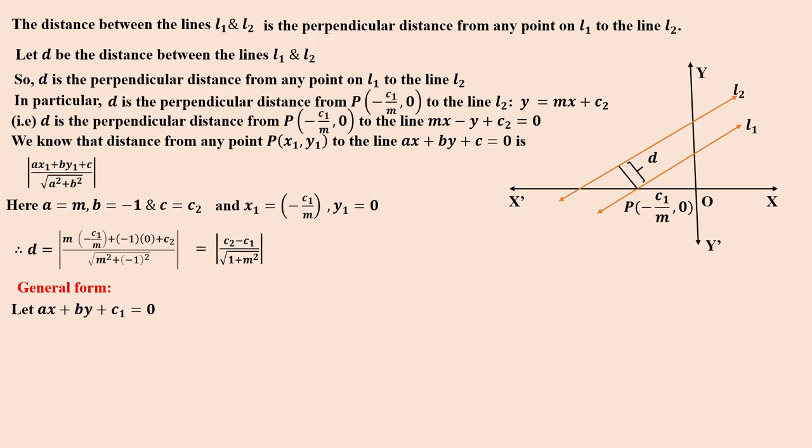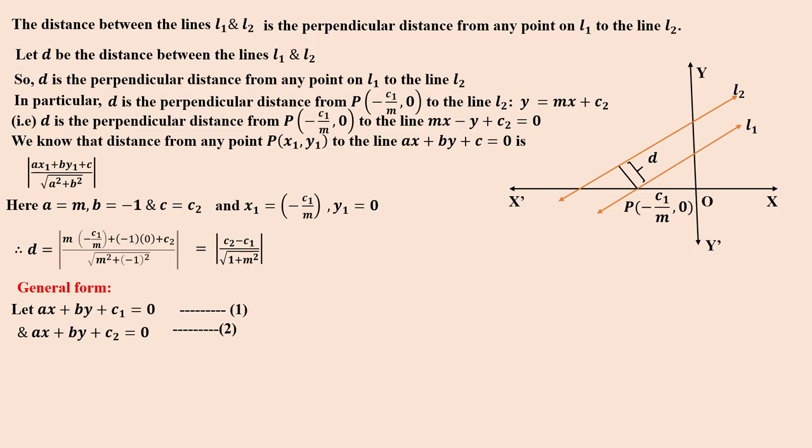General form. So now we are taking the general form ax plus by plus c1 equal to 0, that is equation number 1, and ax plus by plus c2 equal to 0, that is equation number 2. These two lines are parallel. Only the constant term differs. So ax plus by, ax plus by. This is the standard form for two parallel lines.